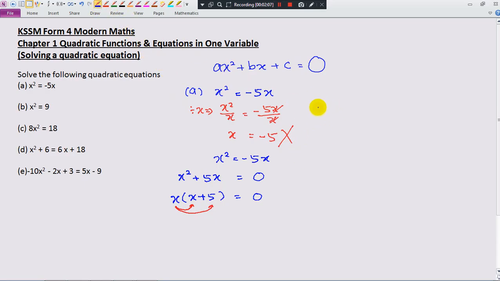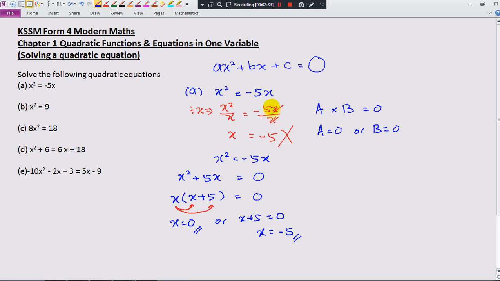Okay, try to think this way. If you have two numbers, a times b is equal to 0, right? We know that one of them must be equal to 0, or both of them equal to 0. a is equal to 0, or b is equal to 0. So here we actually do the same thing. x is equal to 0, this is the answer, or x plus 5 is equal to 0, x is equal to negative 5.